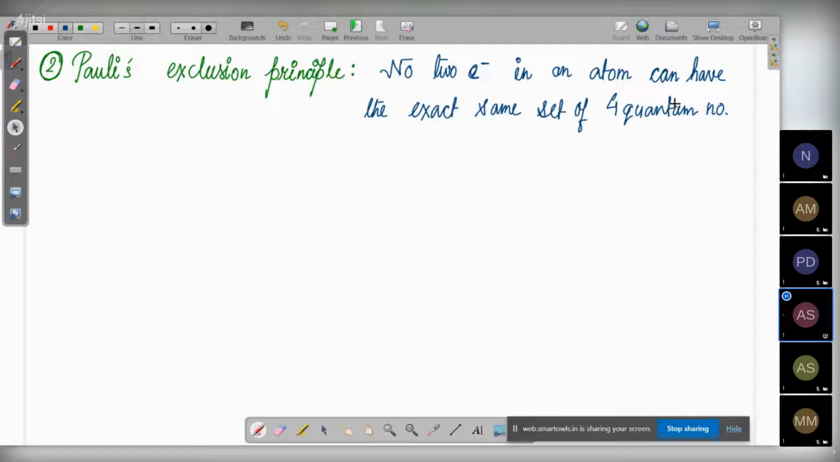That means the four quantum numbers cannot be similar for two electrons. It has to be different for each and every electron in that atom. Let us take a situation. Suppose this is one electron, electron number one, and we have another electron, electron number two.